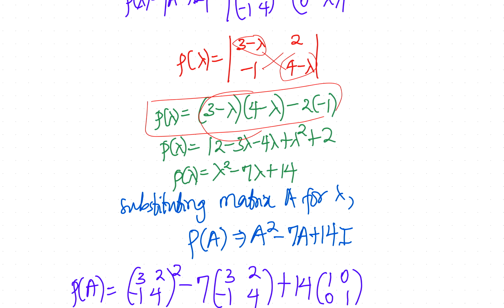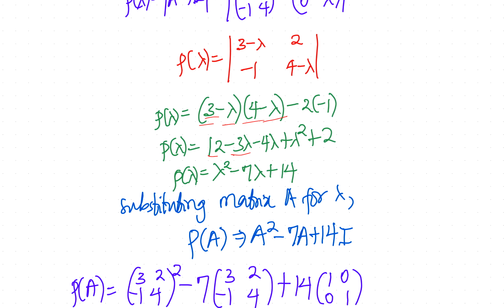So then you expand all this now, and you have 3 times 4, 12. 3 times minus lambda, that's minus 3 lambda, minus lambda times 4, that's minus 4 lambda, minus lambda times minus lambda, that's lambda squared. Minus times minus is plus, 2 times 1 is 2. So that is tidied up, and then you can go ahead to simplify that, right? So you have lambda squared coming out here, minus 3 lambda minus 4 lambda is minus 7 lambda. 12 plus 2 is 14.